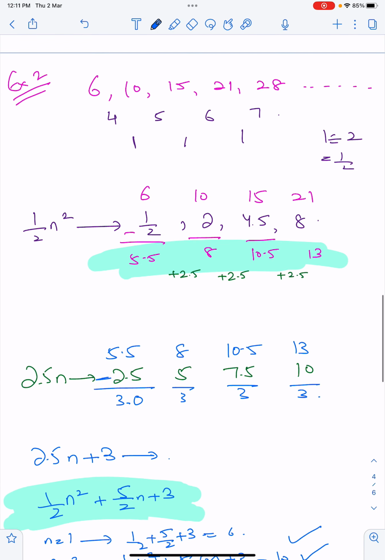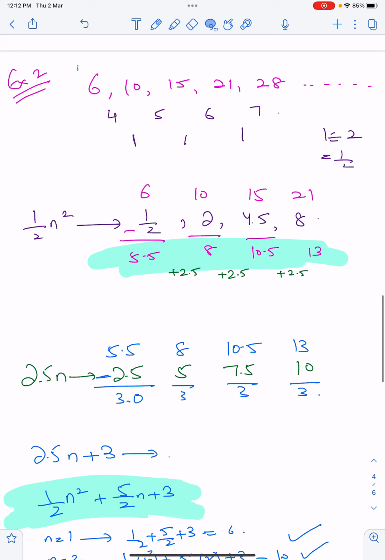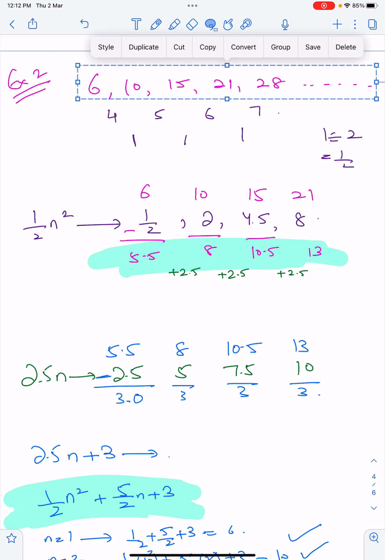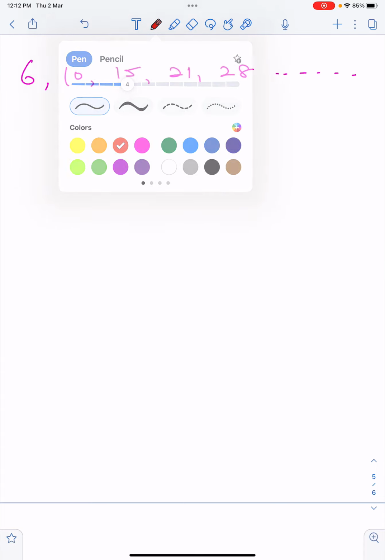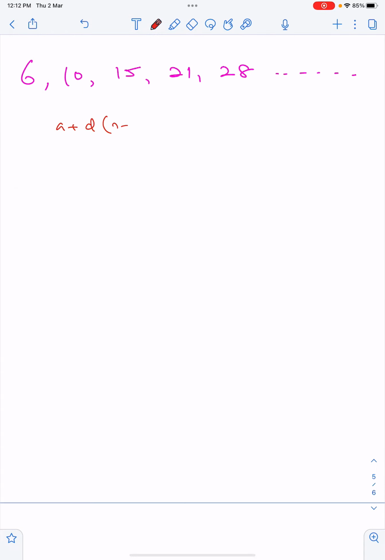Now let's do the same example, which is 6, 10, 15, 21 and 28, with the formula once again. This is the second example of a quadratic sequence which we are doing here. Okay, let's write down the formula. The formula is a plus d times n minus 1 plus c upon 2 times n square minus 3n plus 2.